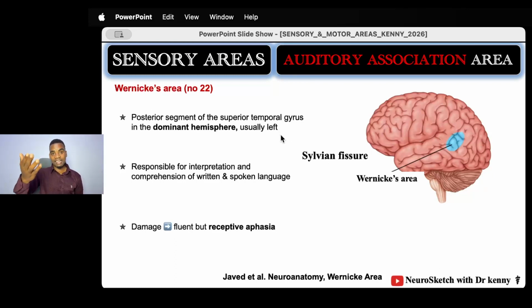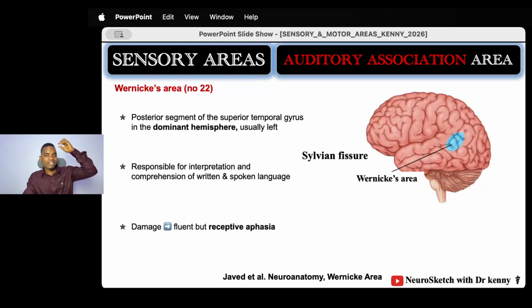So you and I most likely will have our dominant hemisphere on the left side. If you have damage to the left cerebral hemisphere, if that is your dominant one, for example me, because I'm right-handed, then most likely my dominant hemisphere is the left side. I might not be able to make sense of what I'm saying or what I'm hearing from people talking. This is called language comprehension. This region is responsible for interpretation and comprehension of written and spoken language.